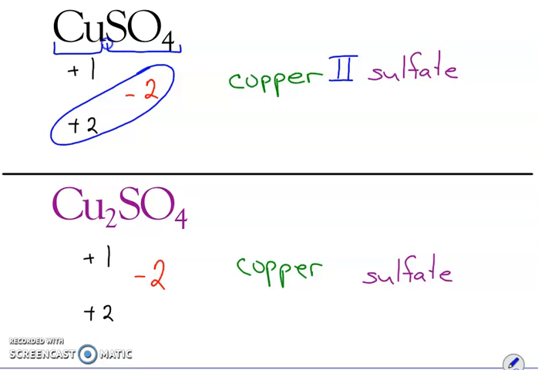The bottom one, I have 2 of these. I have 2 coppers. So I'm going to need 2 of the +1 variety of copper to balance out 1 -2 variety of sulfate. So this one is going to be copper 1 sulfate. This is tricky because if you look at the formula, you think, well, wait a minute. This one over here, copper 2 sulfate, there's only 1 copper in it. But that Roman numeral is to tell you the charge. It's not to tell you how many of those things there are. All right? So it's copper 2 sulfate for CuSO4, copper 1 sulfate for Cu2SO4.